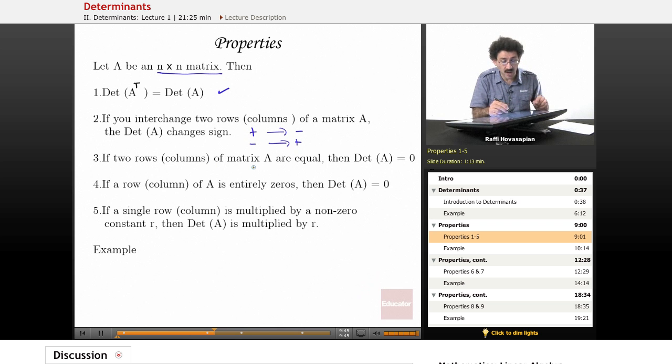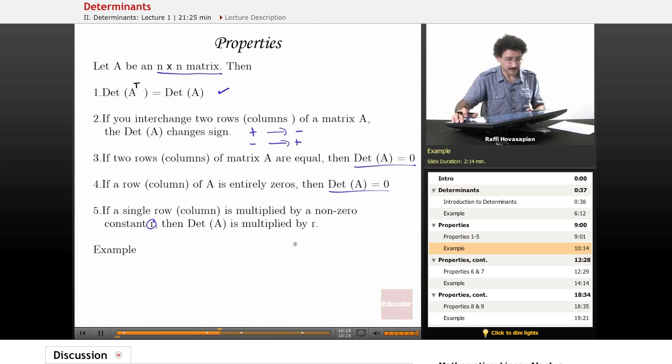If 2 rows or columns of a matrix are equal, then the determinant equals 0. Nice and simple. If a row or a column of A is entirely zeros, then the determinant, again, is equal to 0. If a single row or a column is multiplied by a non-zero constant, r, non-zero, then the determinant is multiplied by r. The whole determinant is multiplied by r if one row or column is just multiplied by r. Let's do an example.